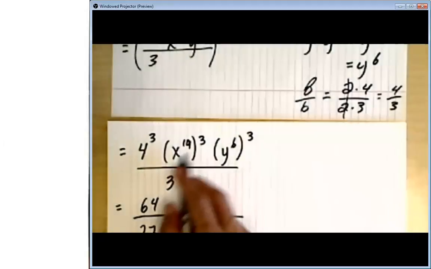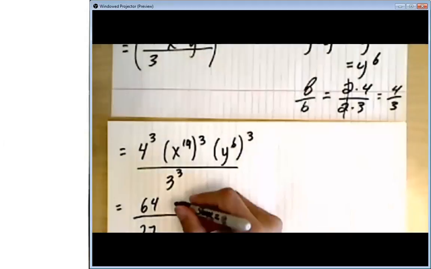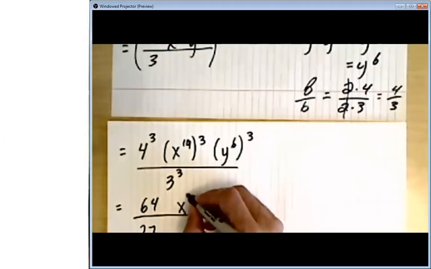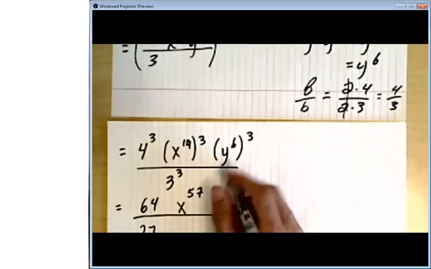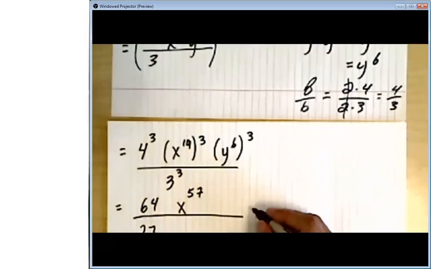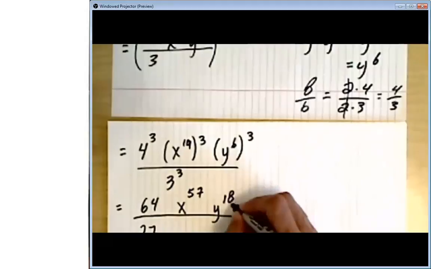Here we got some heavy lifting to do. What's that going to be? Oh, this is the biggest one. There's 57. And over here? Yeah, exactly, 18. Just like that.